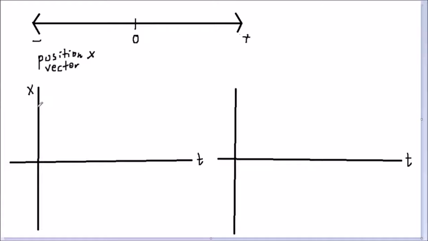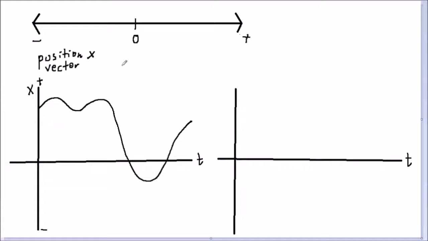So for instance, one example of a position function might look like this. What we see here is that the position of this object starts on the positive side, because over here we're going to say is positive and down here is negative. So it starts positive, it goes a little further right, comes left a little, goes back right, goes left a lot until it goes into the negatives, and then comes back right until it ends up somewhere here in the positives.